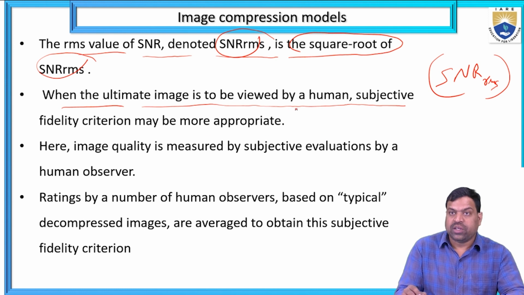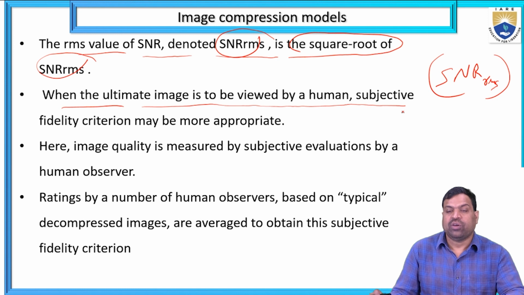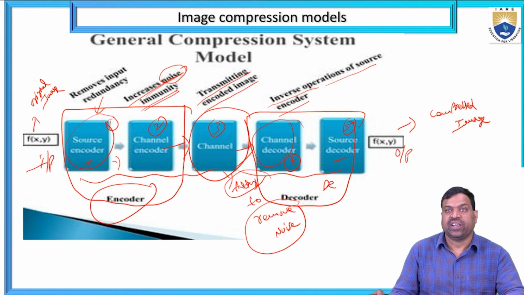So, the ultimate image is to be viewed by a human. Subjective fidelity criteria may be more appropriate. The image quality is measured by the subjective evaluation of the human observer. Ratings of a number of human observers based on typical decompressed images are averaged to obtain this subjective fidelity criteria.